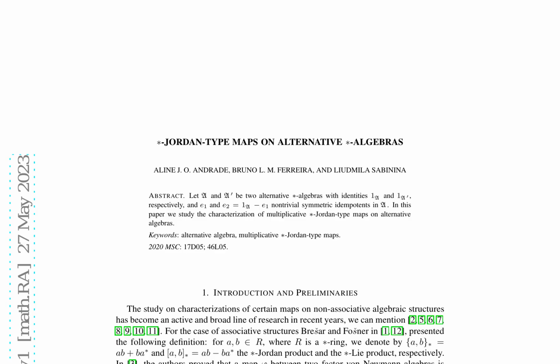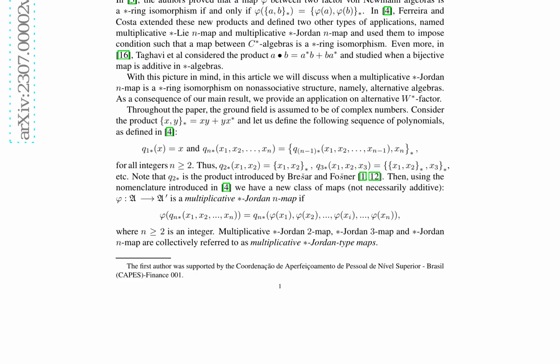They define and explore the properties of multiplicative *-Jordan-type maps, highlighting their relationship to *-Jordan and *-Lie products. The paper also discusses the sequence of polynomials introduced in [4], which serves as a foundation for the characterization of these maps. The author's main result is centered around the application of these maps on alternative W*-factors, providing a new perspective on the structure of these algebras.